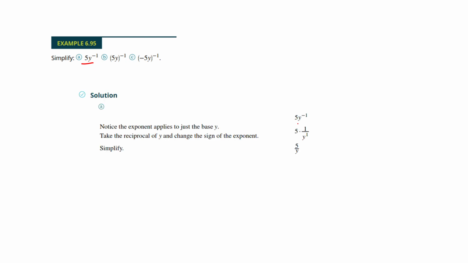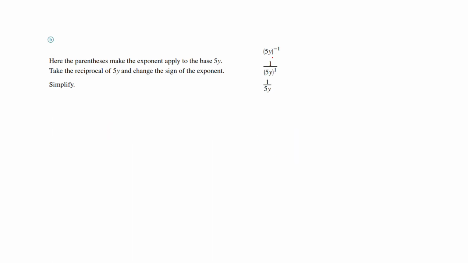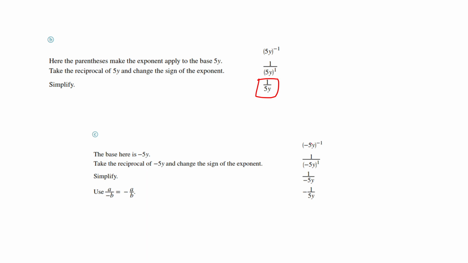Okay, they're just doing more tricks to us here. On this one, only the y is going to the bottom, so only the y moves to the bottom, and we get 5 over y. On this one, everything is moving to the bottom because of the parentheses. So everything moved to the bottom, and I get this. And then the last one, everything including the negative moved to the bottom. Now, I would get this, but remember we're allowed to move the negative out front if we'd like, which would be a good idea.